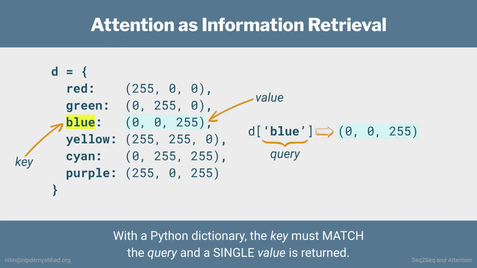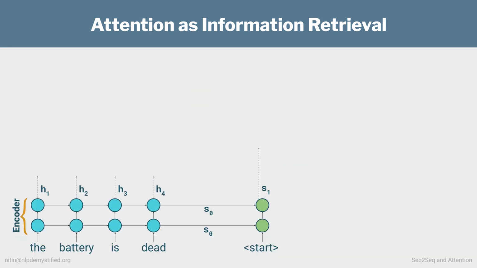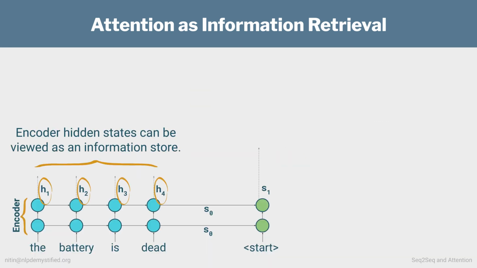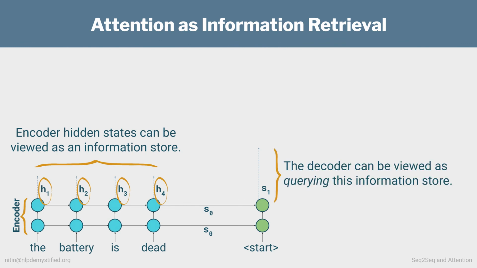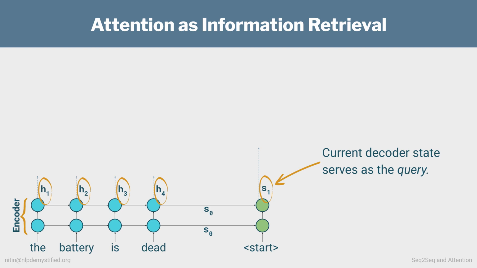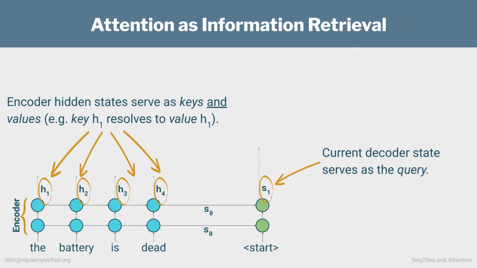And as we know, in the case of a Python dictionary, the key must match the query, and if there is a match, a single value is returned. Now let's look at attention in the same light. The encoder hidden states can be thought of as an information store, and at each time step, the decoder can be thought of as querying this information store. In this case, the current decoder state serves as the query. And the encoder hidden states serve as both the keys and values. That is, key H1 resolves to value H1.